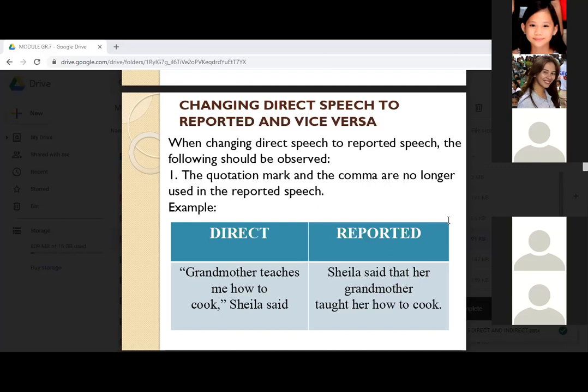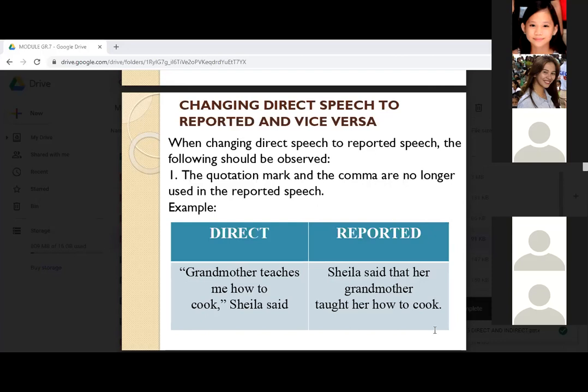Okay? So napapansin nyo, di ba? In reported speech, Sheila said that her mother or that her grandmother taught her how to cook. Okay, can we see a comma? Can we see a punctuation mark? As you notice, there is no quotation mark. Okay, there is no comma. Okay, so that's step one. Tandaan, dapat walang quotation mark and comma.